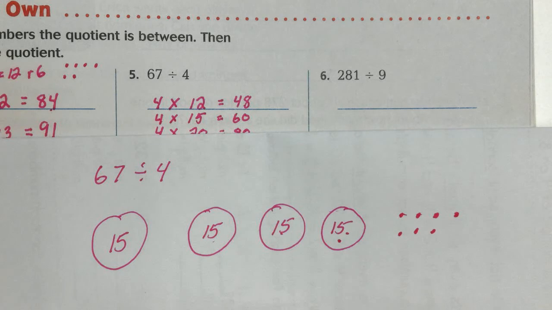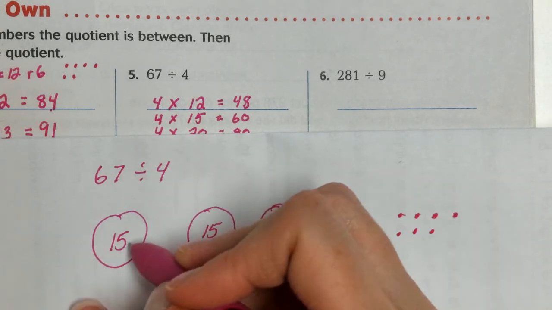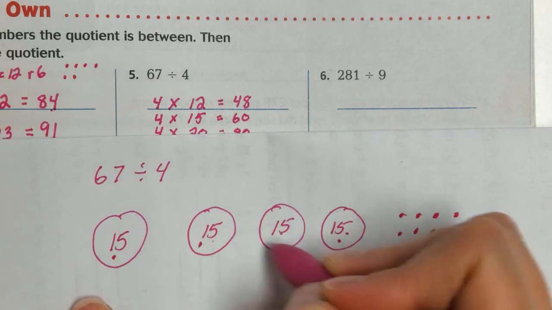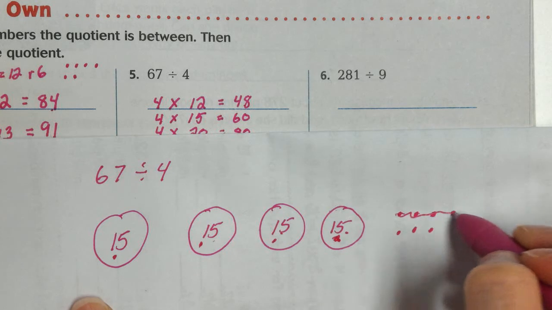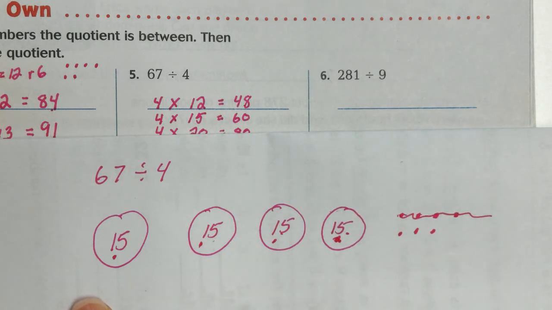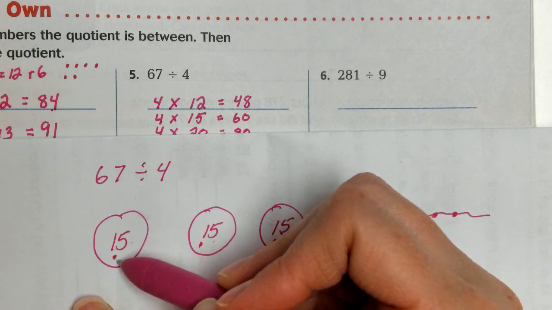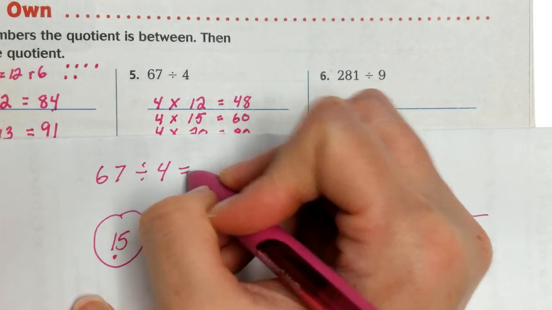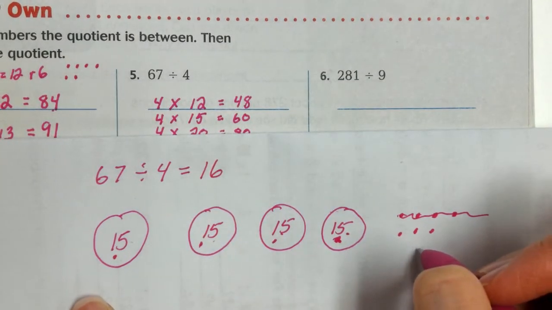Can I put one more dot in each circle? I can. So I can put one more dot in each circle. All right. So now how many do I have in each circle? Here's 15, and then I added 1 to it. 16. So it's 16. So how many are in each group? 16. How many are left over? 3.